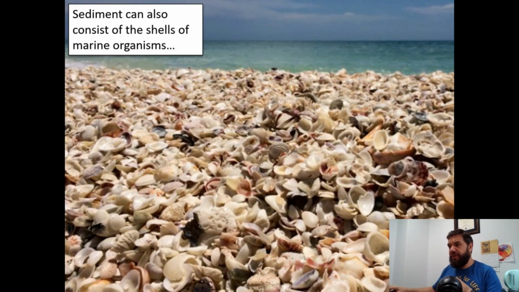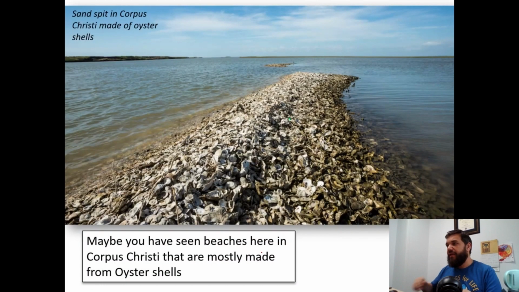So anyway, looking at this picture here, you can see that this beach is just a collection of shells. You might have seen things like this around town in Corpus Christi, in the bay. There are oyster reefs, and those oyster shells accumulate and can create spits like this. Spits are thin, narrow strips of land that go out into the ocean. And what are they made of? They're made entirely out of oyster shells. You've maybe seen things like this before around town. I know that some beaches, like at Indian Point, for example, are made entirely out of shells.